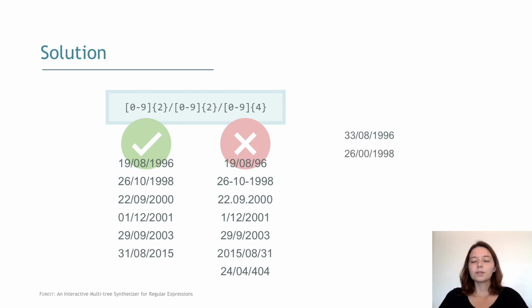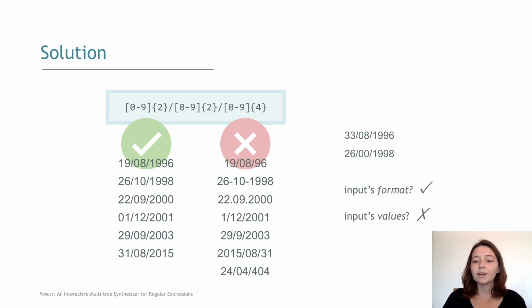So we have a regular expression that validates the date input field according to our examples. But is that enough? It is not. This regex by itself accepts dates such as the 33rd of August or the 26th of month 0, which are not valid dates in our calendar. We are validating the format of the input strings, but not their values.